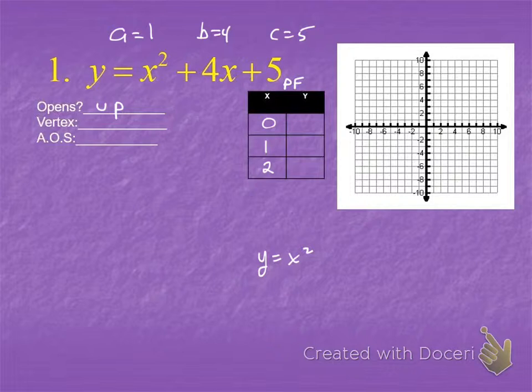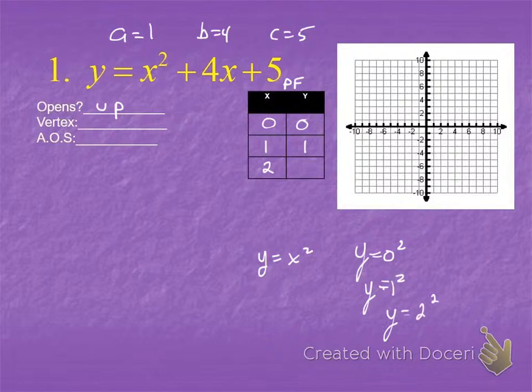0 is part of the domain. It is the possible x. So if I come down here and I plug in 0 for x, I get y equals 0 squared. 0 squared is just 0. So I know one point on the graph is 0, 0. If I plug in 1 for x, I get 1 squared. 1 squared is 1. So 1 comma 1 is another point on that graph. And then y equals 2 squared, which is 4. Right, so that's another point on our graph. So we can go ahead and graph those 3 points, 0 comma 0, 1 comma 1, 2 comma 4.